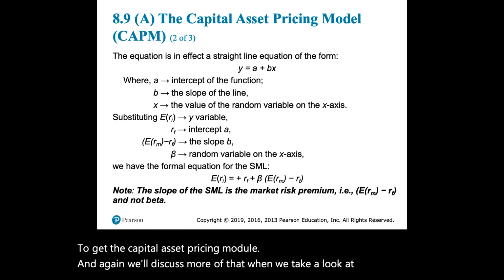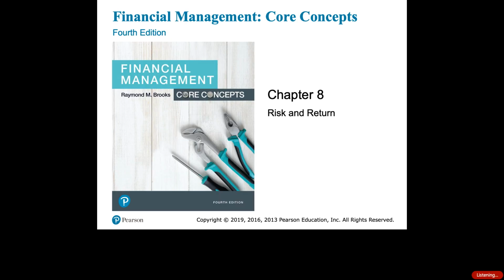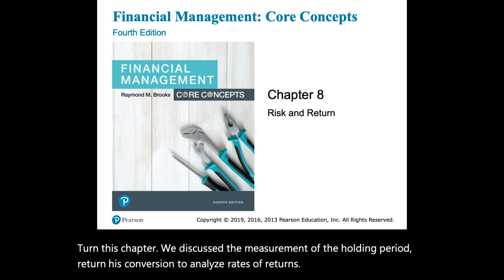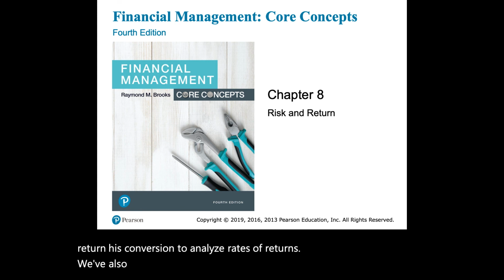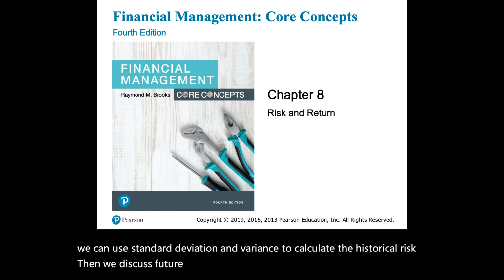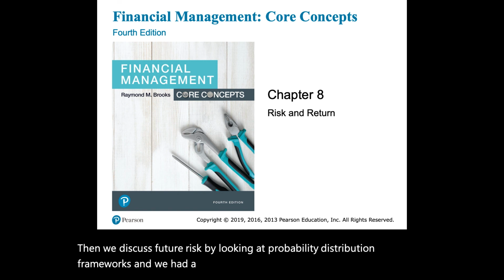So in this chapter, we've discussed the measurement of the holding period return and its conversion into annualized rates of returns. We've also discussed historical returns and security markets, explaining how we can use standard deviation and variance to calculate historical risk. Then we discussed future risk by looking at probability distribution frameworks, and we had a discussion about the trade-offs between risk and return. We've also looked at the advantages of diversification, how we can minimize risk.